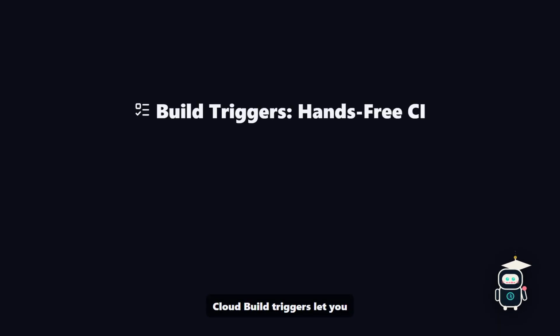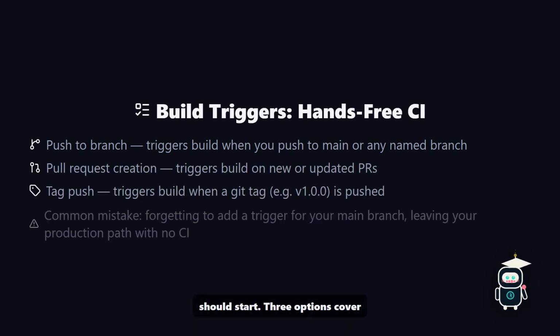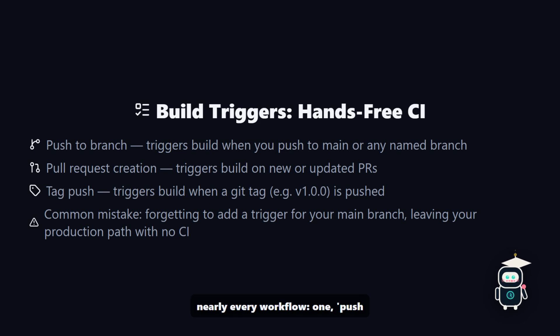Cloud Build triggers let you define exactly when a build should start. 3 options cover nearly every workflow. 1. Push to a branch, the most common, so every commit to main or a feature branch triggers a build. 2. Pull request creation, useful for running tests before merging. 3. Tag push. When you tag a release like v1.0.0, you can kick off a production-grade build with that tag.